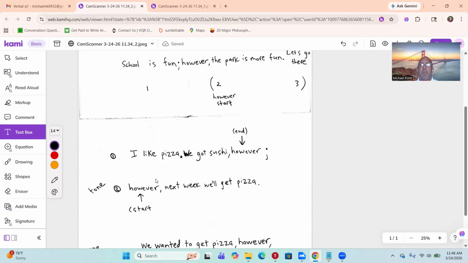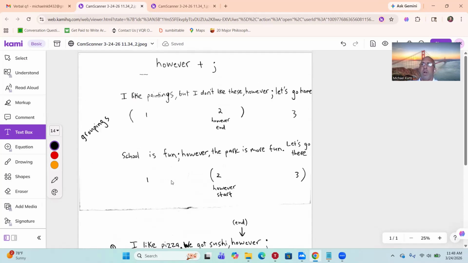Brett, what do you notice about my tone? Exactly. When however ends, remember, however, though, although. When however ends the sentence right before the semicolon, it's a down tone. However, if it starts the sentence, it's an up tone. However, so pay attention to that when you read your final answer to see if the story makes sense.